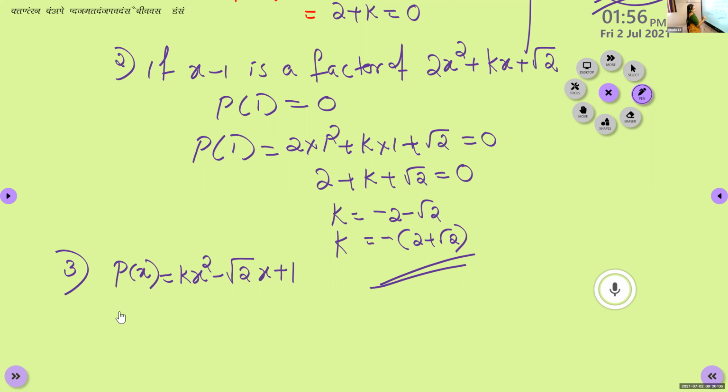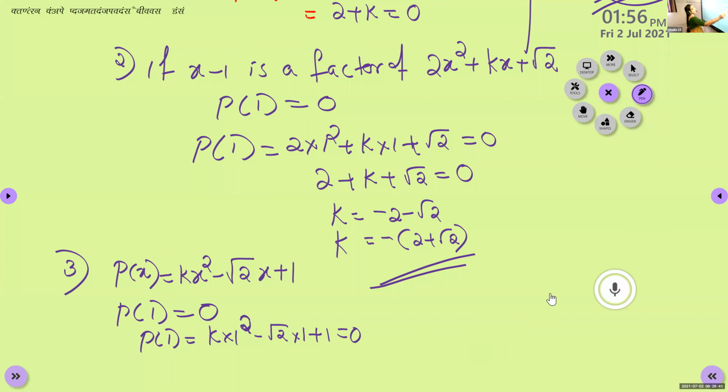Since x minus 1 is a factor, we can write P of 1 equal to 0. That is P of 1, k into 1 square minus root 2 into 1 plus 1, which is equal to 0. That is k minus root 2 plus 1 equal to 0. Therefore, k equal to, take root 2 to the other side, root 2 minus 1.